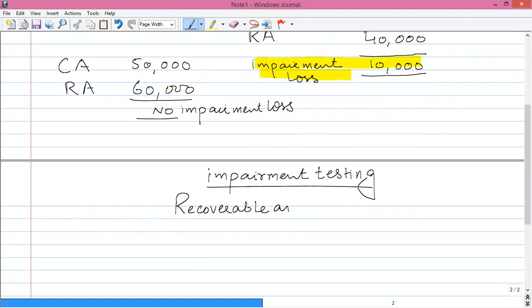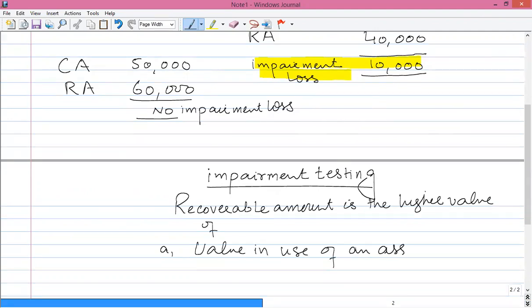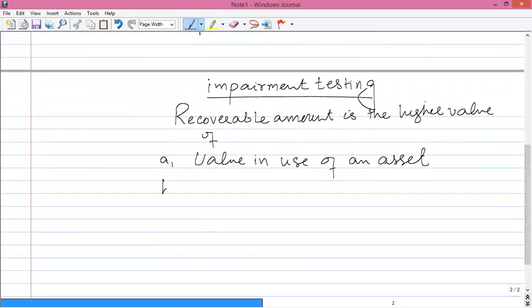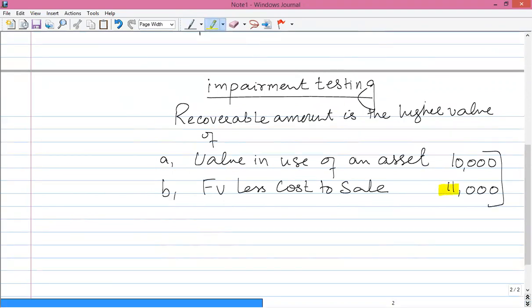The recoverable amount is the higher value of the value in use of an asset and its fair value less cost to sell. For example, if value in use is 10,000 and fair value less cost to sell is 11,000, the recoverable amount is the greater of these two values, that is 11,000.